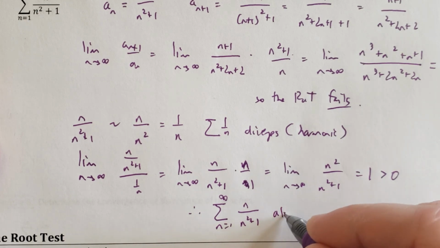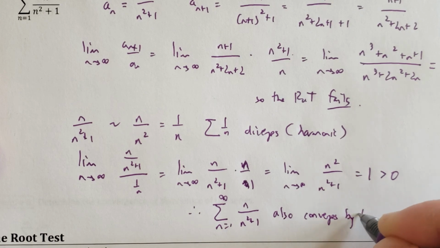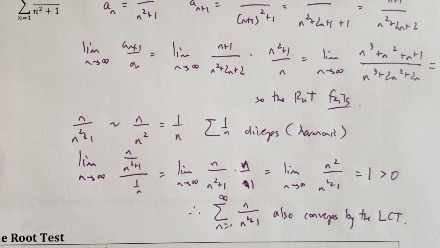This one also diverges by the limit comparison test. So that is the ratio test. In the next video we will do the root test.